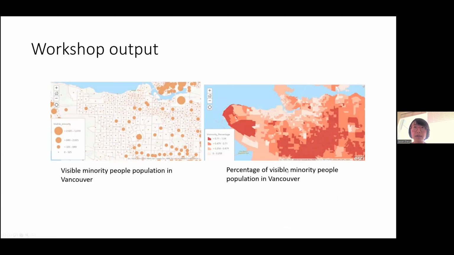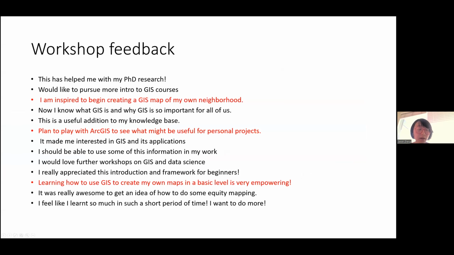So the second image you see, that is an example of the output of a workshop. So we made a map of the percentage of visible minority population in Vancouver. And here's some feedback from the participants. As you can see, many of them were really enthusiastic about learning a little bit of GIS. And one person said, I'm inspired to begin creating a GIS map of my own neighborhood. So it's really rewarding to see feedback like that.